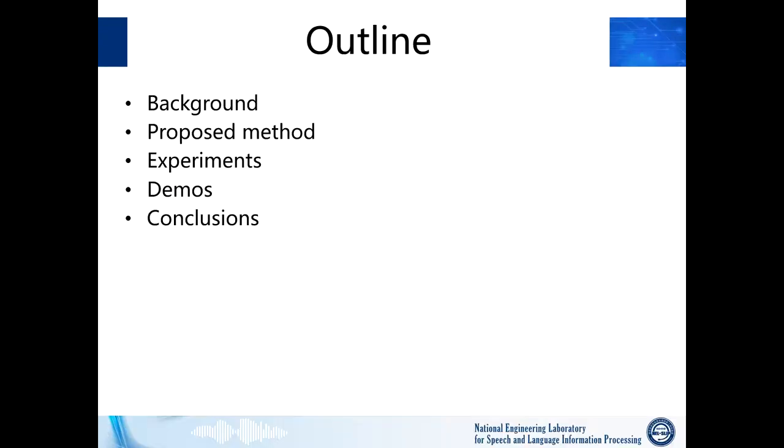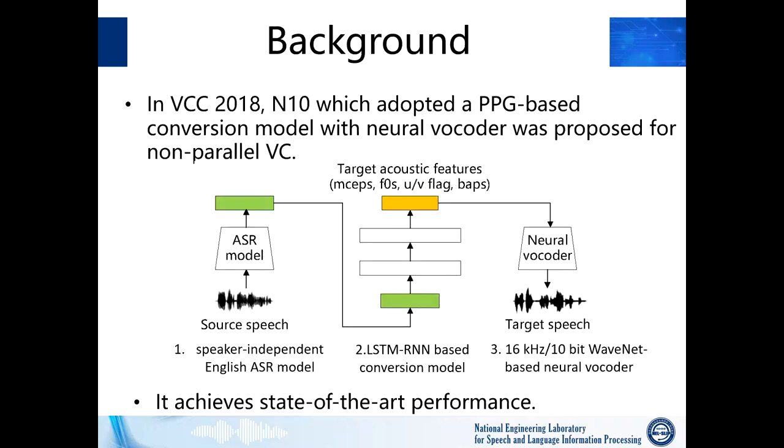This is the outline of this presentation. In Voice Conversion Challenge 2018, the Interspeech system, which adopted a PPG-based conversion model with a neural vocoder, was proposed for non-parallel VC. It achieves state-of-the-art performance.